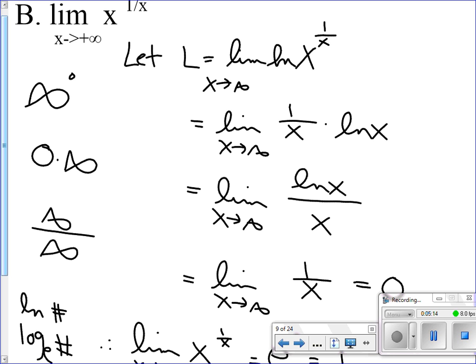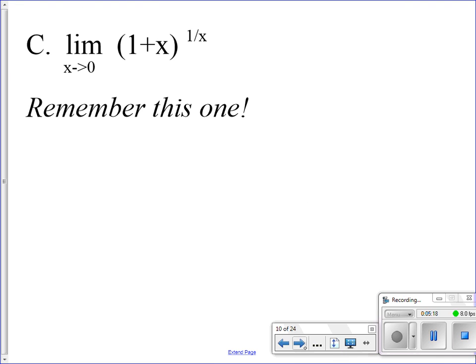Let's try another one. I bet we should. Remember this one. This one must be important.